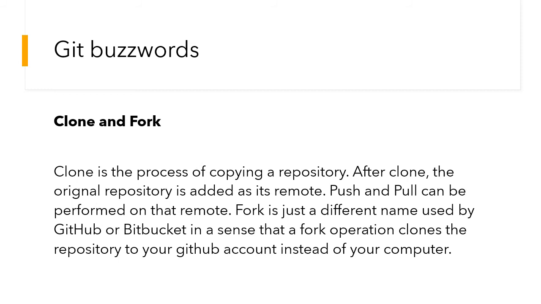Clone is the process of copying a repository. After the clone, the original repository is added as its remote. Push and pull can be performed on that remote. Fork is just a different name used by GitHub or Bitbucket, in the sense that a fork operation clones the repository to your GitHub account instead of your computer. As a convenience, cloning automatically creates a remote connection called origin pointing back to the original repository. This makes it very easy to interact with the central repository.